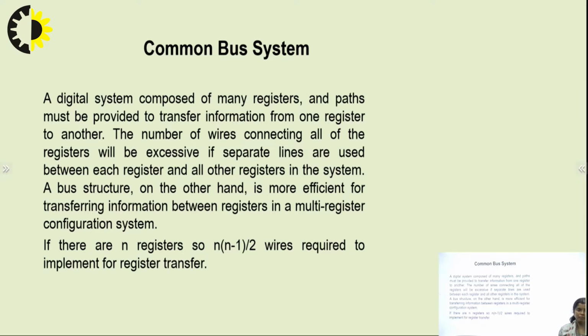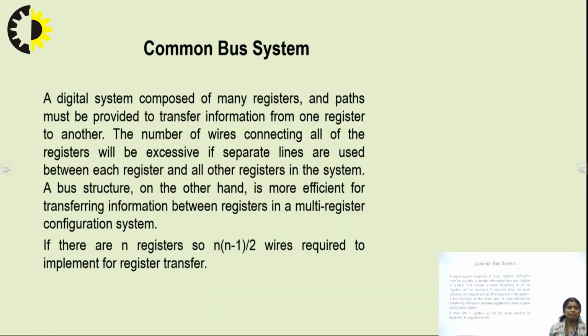In a digital system, there are many registers and all the registers communicate with each other. So how are they transferring the information from one register to another? By the common bus system. Suppose there are n registers in the system. If a single wire connects each pair of registers, then n into n minus 1 by 2 wires are required, and it will be a very complex structure to implement in hardware. That's why we use the common bus system.